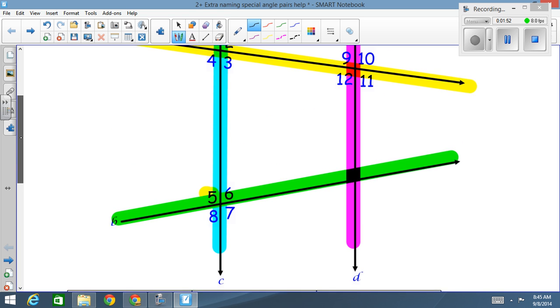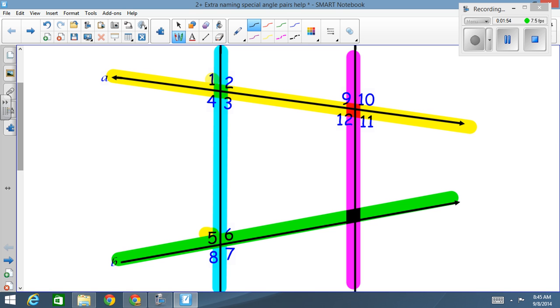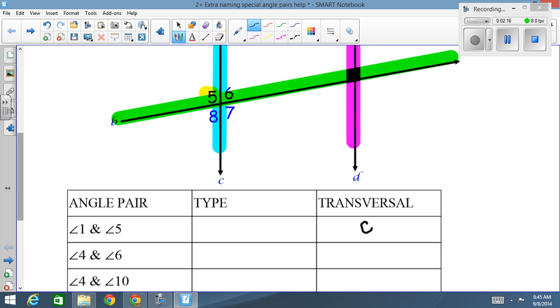As for what type of angles they are, we look at 1 and 5. They're on the same side of the transversal, which is the blue line. They're not both on the interior, so they're not same side interior. They're not both on the exterior, so they're not same side exterior. So what that leaves is corresponding. They're kind of in the same place on that transversal. So these are going to be corresponding.